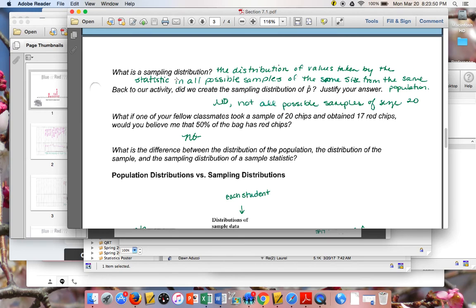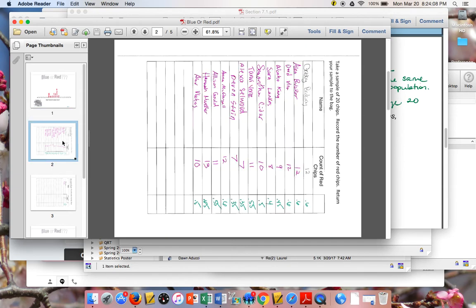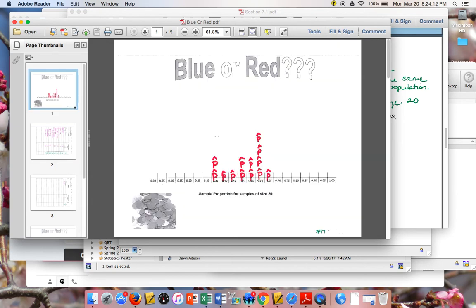A sampling distribution is the distribution of values taken by the statistic in all possible samples of the same size from the same population. So here's sort of getting at what that sampling distribution is. We took several samples of size 20 and I put them all together, trying to create a distribution of what all those sample values look like.